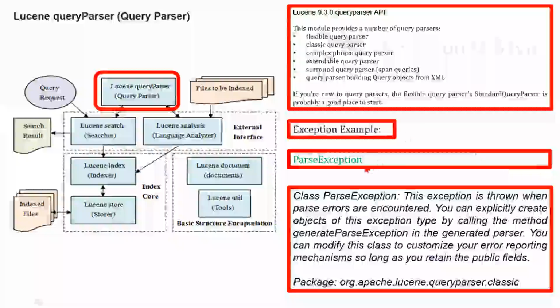For an exception example, we can consider ParseException, the class ParseException. This exception is thrown when parse errors are encountered. You can explicitly create objects of this exception type by calling the method generateParseException in the generated parser. You can modify this class to customize your error reporting mechanisms so long as you retain the public fields.